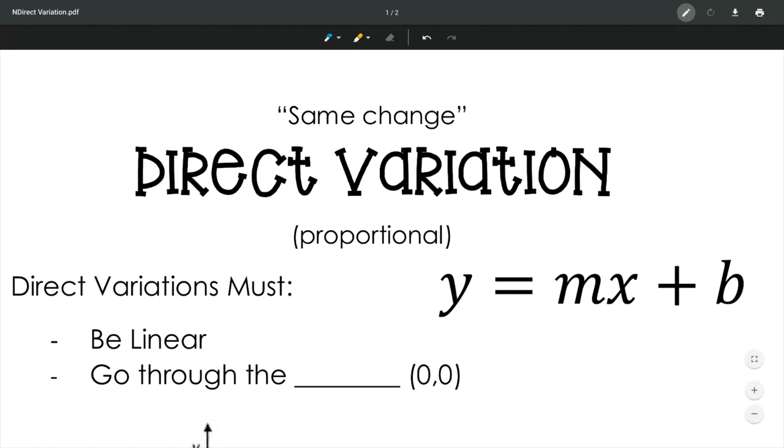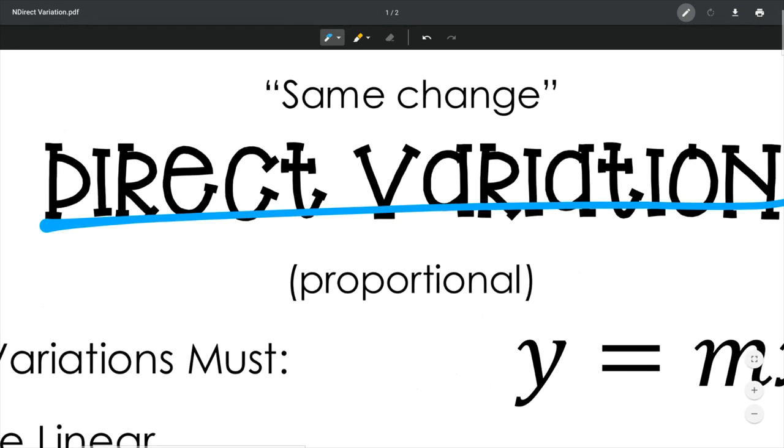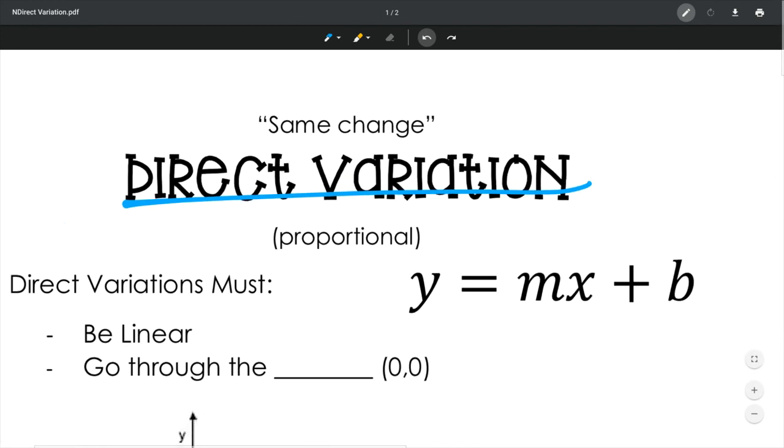We're going to be talking about direct variation, which is just another way of saying that you've got a proportional relationship. Something that you'll notice with direct variation, it's just a special type of slope-intercept form. It's still just a line. It's just a special type of y equals mx plus b. The only thing is that, yes, it's a line, but it has to go through the origin, which is 0, 0.